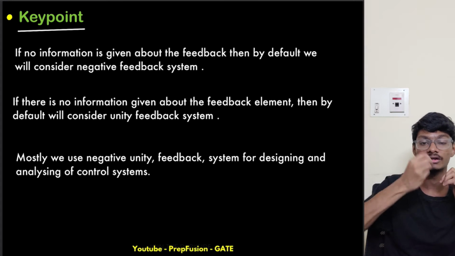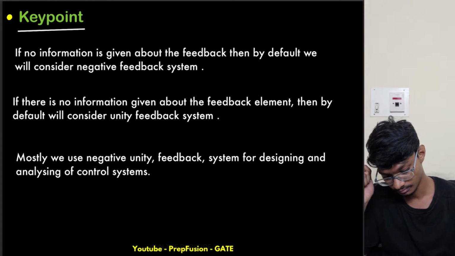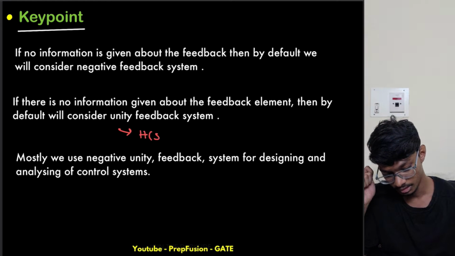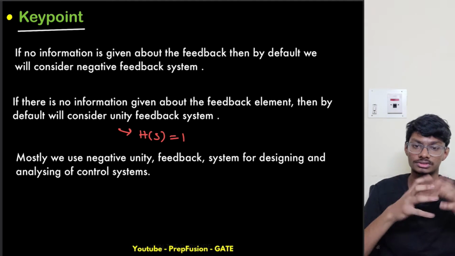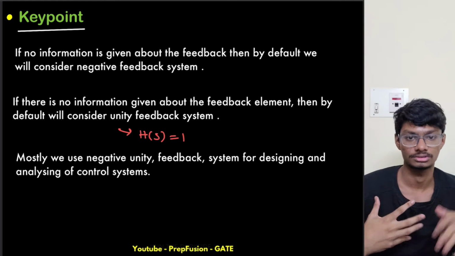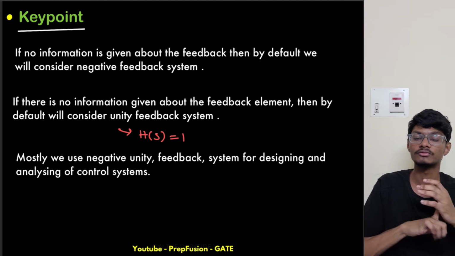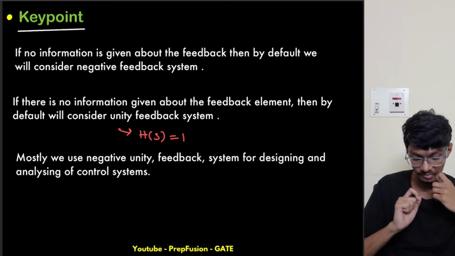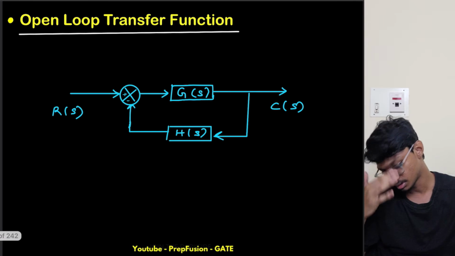And if there is no information about the feedback element also, that H of s, then what do you do? You will take H of s equals 1. You will take a unity feedback system always. Generally we use the unity feedback system only, but we may use it with a gain. So if there is no information given about the feedback element, then by default you will consider unity feedback system. Mostly you use unity feedback systems only. So this was one point.